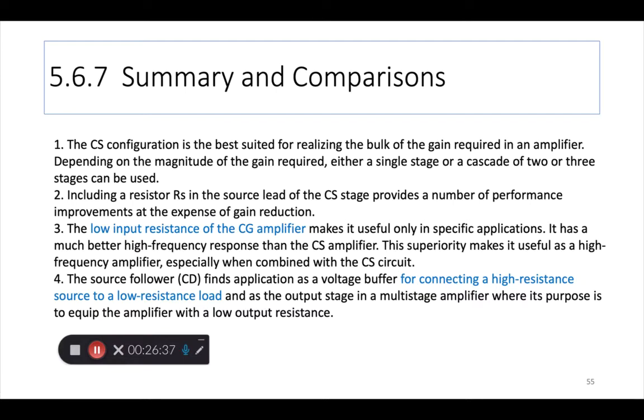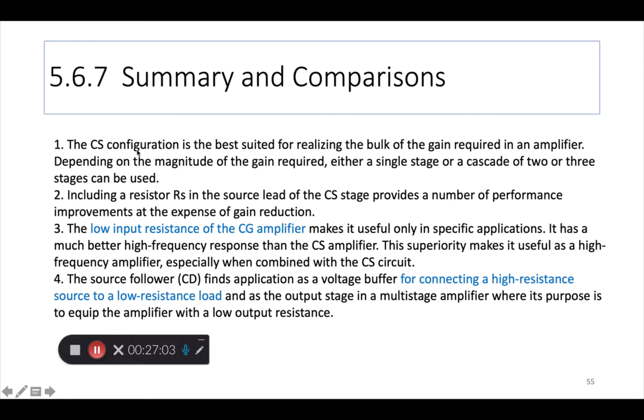I can't read obviously the whole chapter. It's more than 80 pages of material. You're going to have to read much of it yourself. But hopefully I've at least given you a good introduction, so as you start reading, you'll understand better. Let me at least walk you through the summary of these and comparisons of the 3 different types of amplifiers.